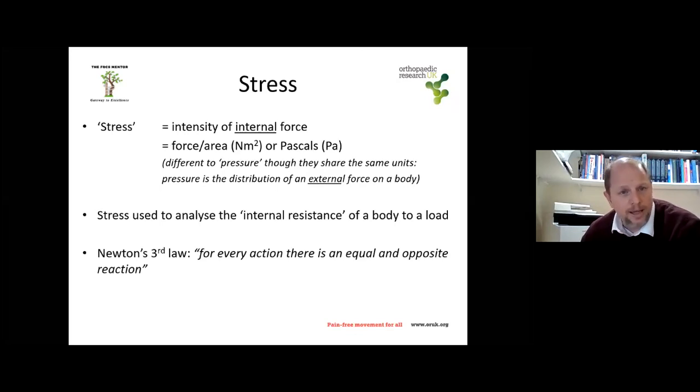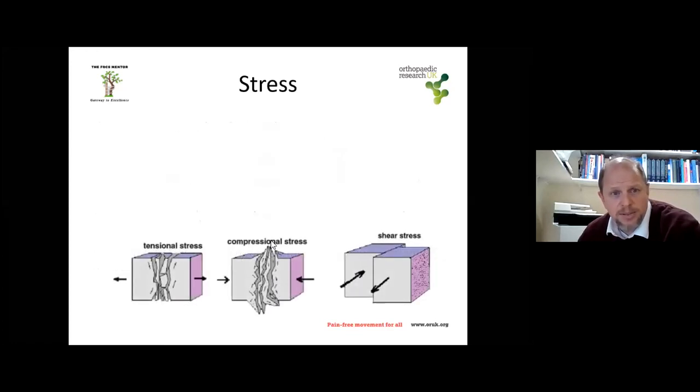And normally something actually has to go on in there, because Newton's third law is every action has an equal and opposite reaction. So if you're applying a force onto a body, something is going to be happening within that body to resist the force that is applied on it, even if it doesn't move. So those are some of the principles.